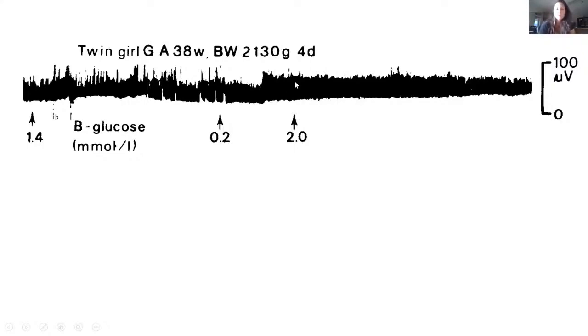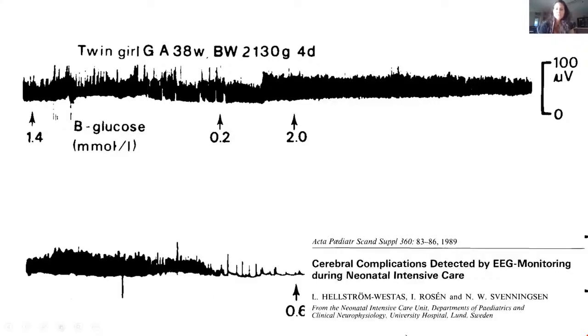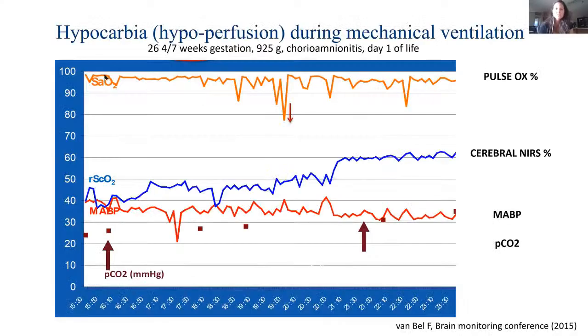This is a near-term baby at 4 days of life. So right here, improved. And then another one, not a super great tracing, but then look here when it drops to 0.6. Again, very low values, and then almost a completely suppressed flat trace, and then some correction there. So this is from Lena Hellström-Westas, 1989. This is with the old cerebral function monitors, the Electromeds that they did. So just interesting to see some of those.